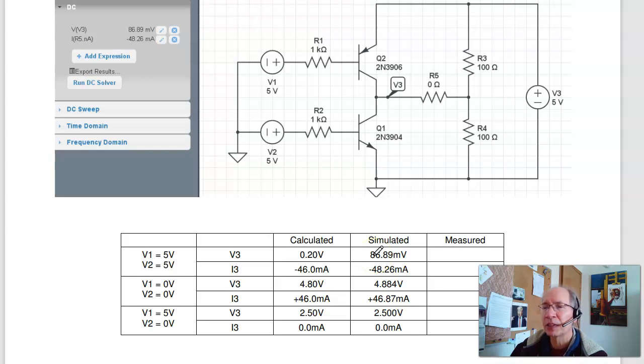It's actually better than I expect. Instead of being 0.2 volts, this is 0.136 volts. Again, a little bit better than I expect. And 2.5 is 2.5.